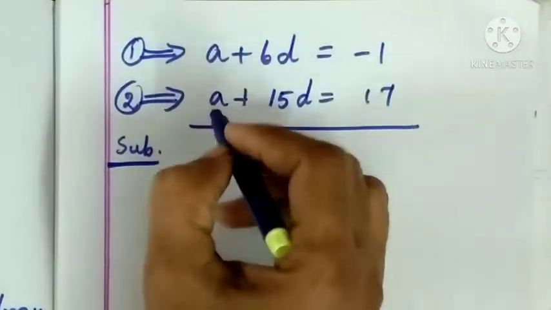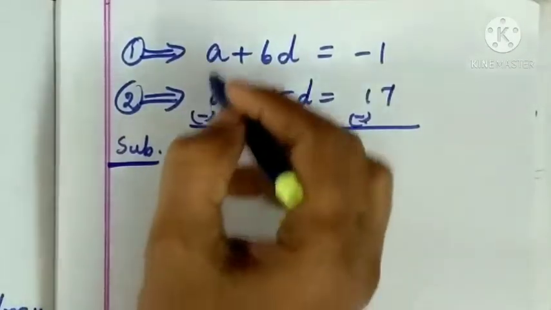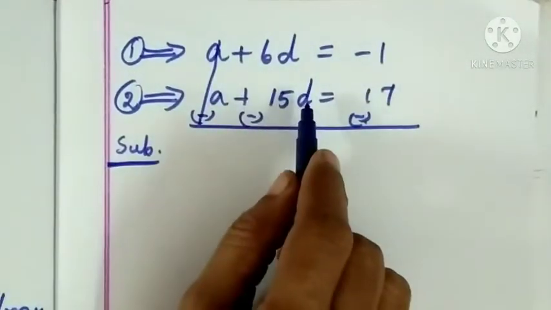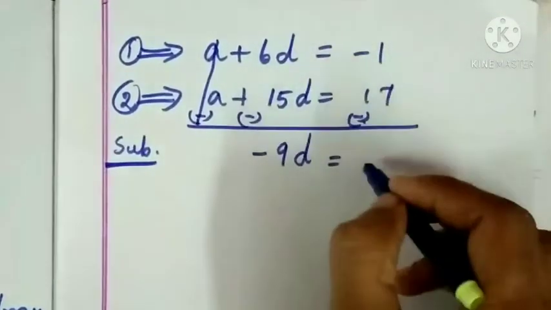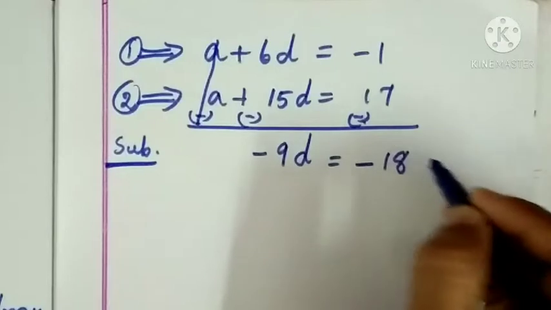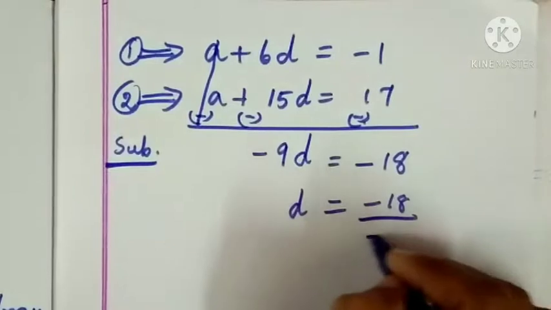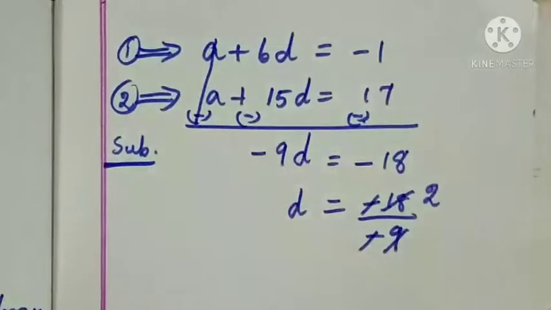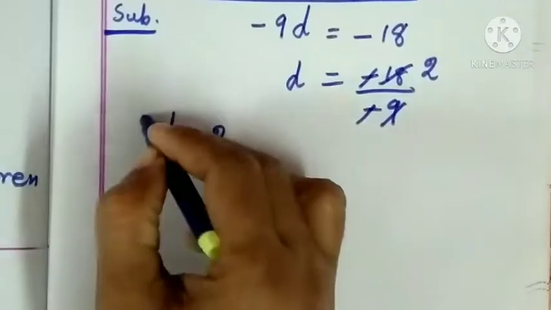Now, you have to change the sign. Minus, minus and minus. Then plus a and minus a cancel and get 0. Plus 6d minus 15d is minus 9d, which is equal to minus 1 minus 17, we get minus 18. Therefore, d is equal to minus 18 by minus 9. Here minus cancel, then 1 9 is 9, 2 9s are 18. Therefore, the value of d is equal to 2.